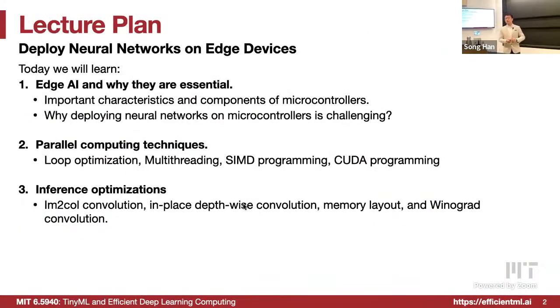So today we are going to first talk about some constraints of Edge AI, why they're essential, and then a lot of parallel computing techniques, which is the focus of today's lecture, including loop optimization, multi-threading, SIMD programming, and CUDA programming. After that, we're going to talk about several inference optimizations, such as image to column, in-place depthwise convolution, how to choose the best memory layout, and also using the Winograd convolution.